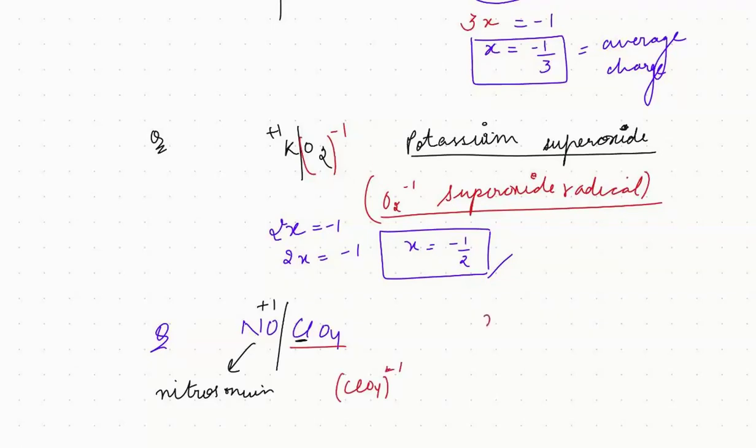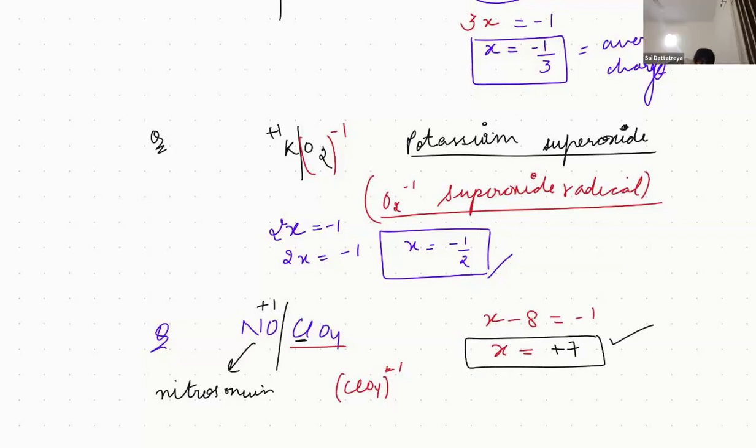So let one chlorine charge be X. For 4 oxygen, it is going to be -8. Overall is going to be -1. So chlorine here carries a +7 charge because -1 + 8 would be a +7 charge. Any doubts in this? So this is how we should know how to calculate the oxidation states of several elements.